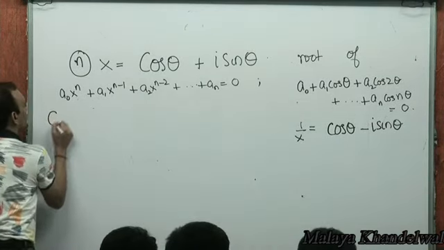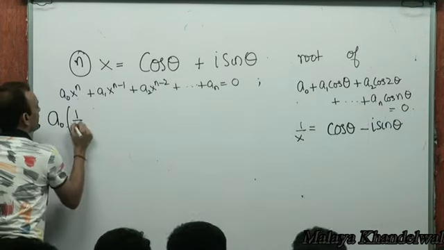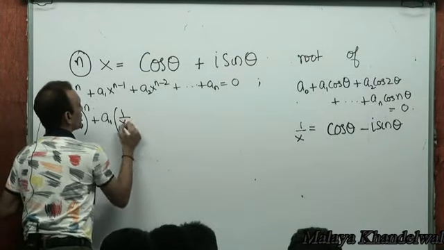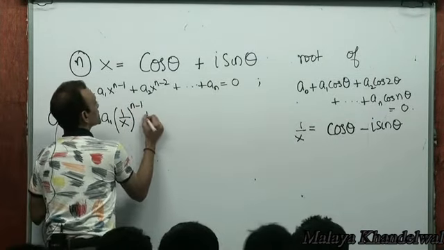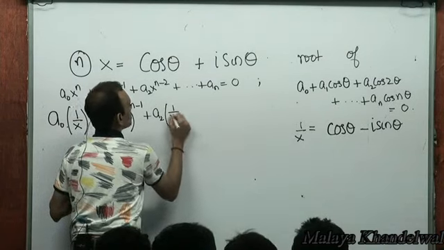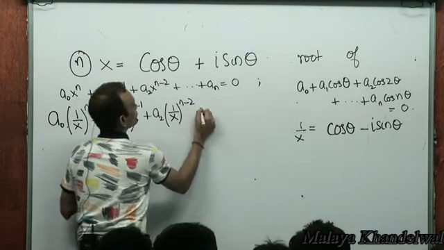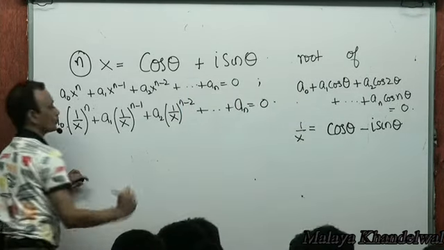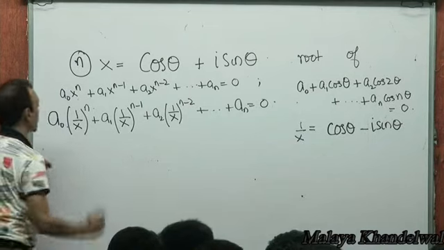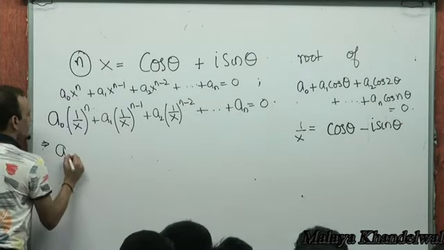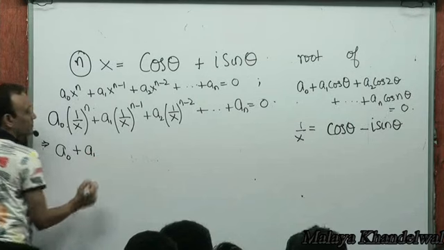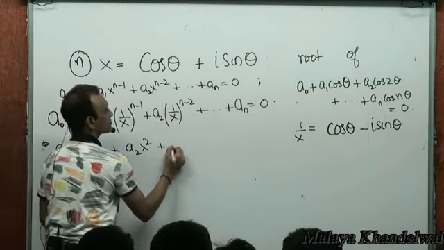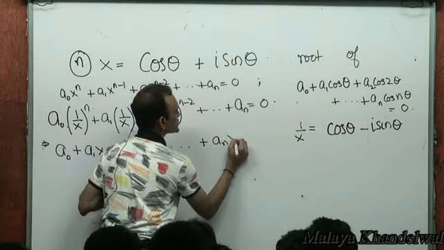So which means a0 (1 by x) to the power n plus a1 (1 by x) to the power n minus 1 plus a2 (1 by x) to the power n minus 2 plus an must be 0. Right? Which means a0 plus a1 x plus a2 x squared plus an x to the power n must be 0.